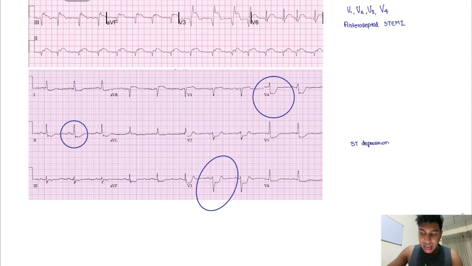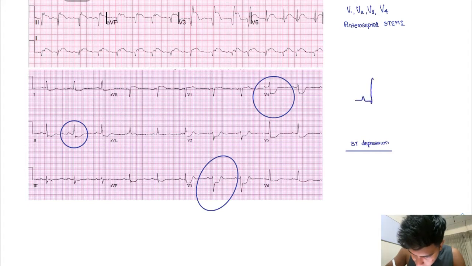And you get ST depression in the other leads which are not affected. What does that mean? So in this case, you can see lead 2 has an ST depression. V3 has an ST depression. You can see P, Q, R, S, T depression.